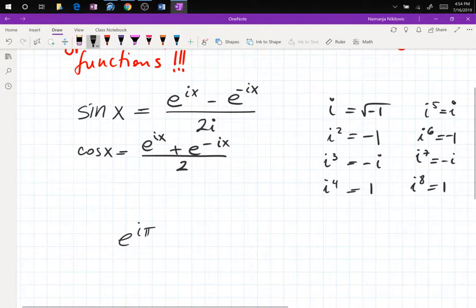e to the i pi plus 1 equal to 0. That's one of the most famous equations ever written, considered to be the most beautiful equation in all of mathematics forever, because it connects all of the cool values that we know. It's 1 and 0, and then e, i, and pi. Anyway, so that's all him.